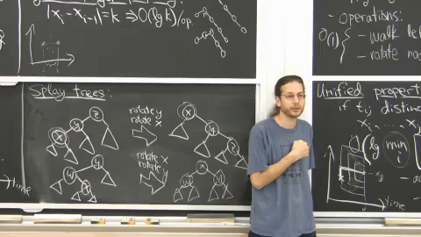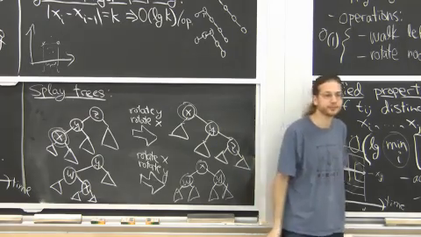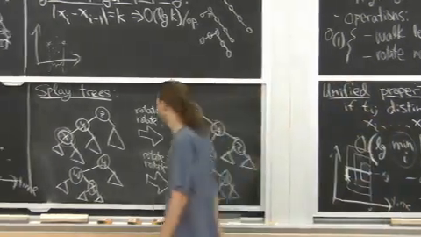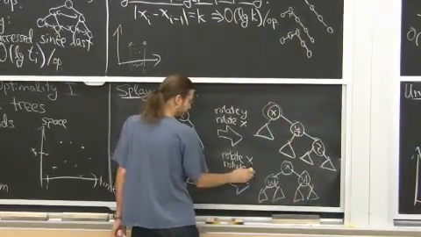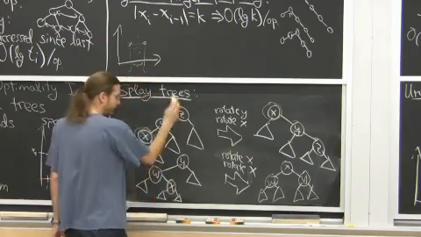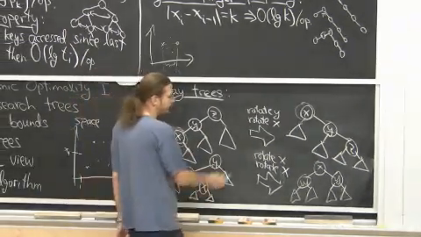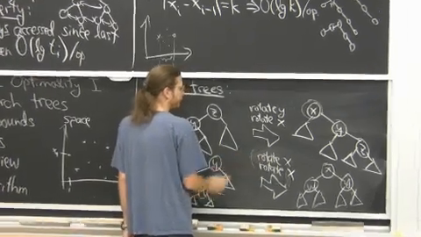Question? So I might be messing up here, but it looks like the zigzag case shouldn't be rotate x, rotate y. Rotate x, rotate x. I think you're right. Yeah, y would go somewhere else. Thanks. Yeah, so here it looks like move to root. Here it doesn't.